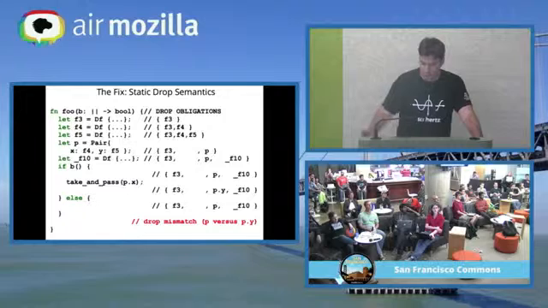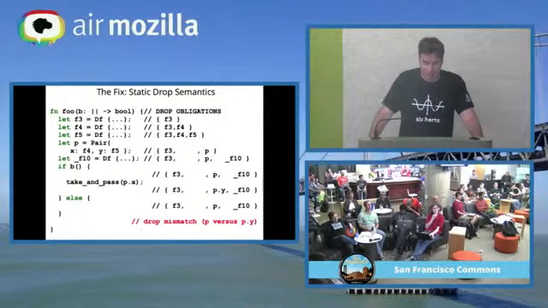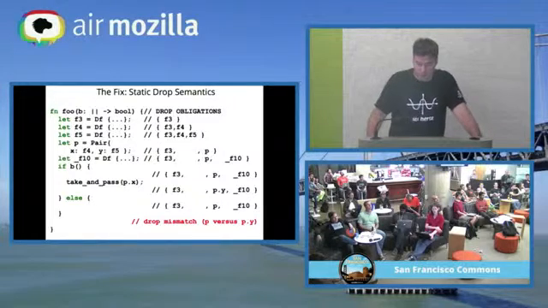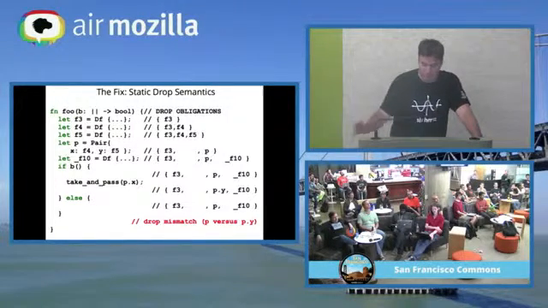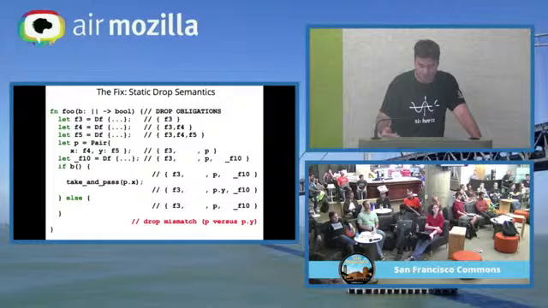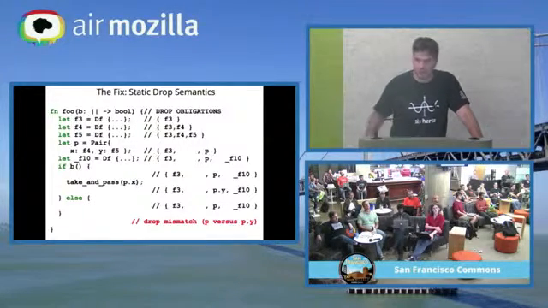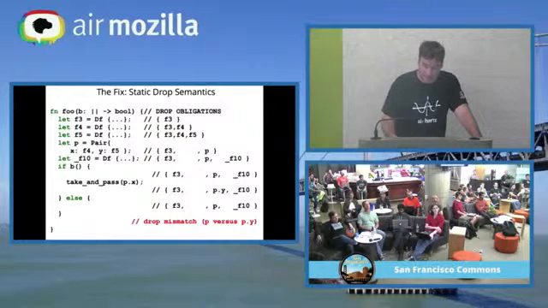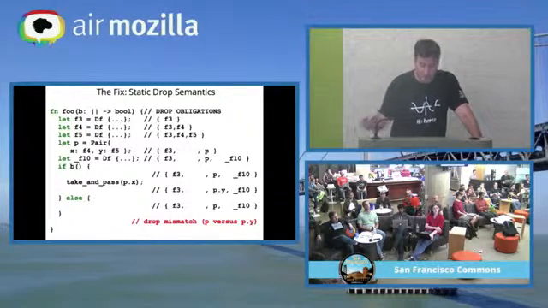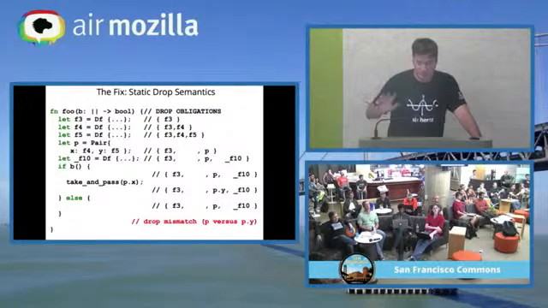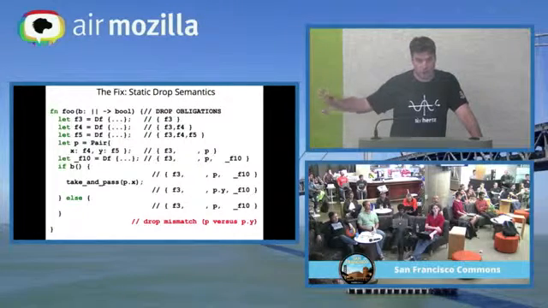So in this example, I have that same piece of code that I showed above, with some stuff elided. You can see that when you assign F3, that makes a drop obligation for F3. Likewise, F4 and F5 create new drop obligations, things that are scheduled to be dropped in the future. When we create the pair, P, that moves F4 and F5 into P, so those drop obligations go away, and it introduces a new drop obligation, P.